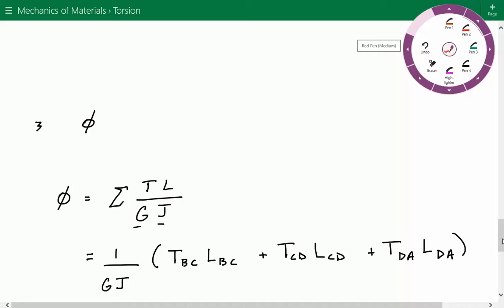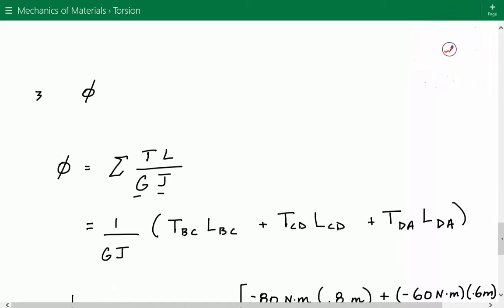So if we take a look at this summation, because we have a constant cross-section, J is going to be constant, and because the material is constant, G will also be constant, so we move those outside of the summation just to make things simpler. So now all we're doing is summing the product of the internal torque and the length of each span. So the internal torque for span BC times the length of span BC, plus the internal torque of span CD times the length of span CD, plus the internal torque in span DA times the length of span DA.